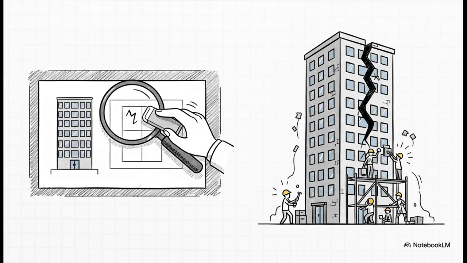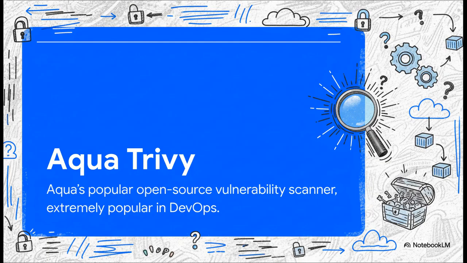First up, the build phase. The whole philosophy here is what people call shifting security left. All that means is finding and fixing problems as early as humanly possible, right when the code is being written, because it is so much easier and cheaper to fix a problem then than when it's already live in front of customers. And the star of the show in this phase is a tool called Aqua Trivy.